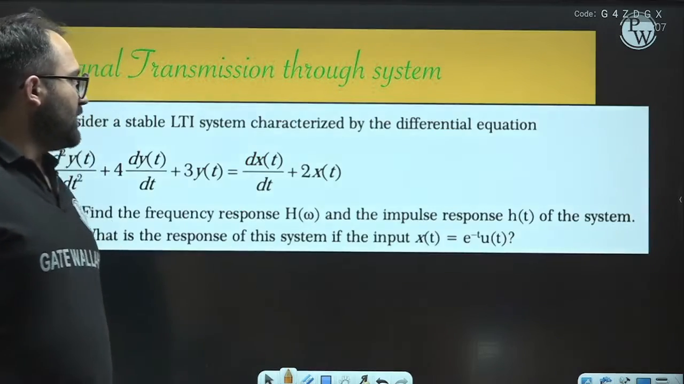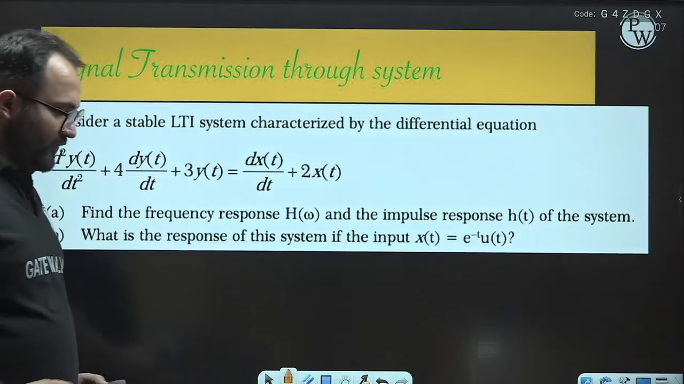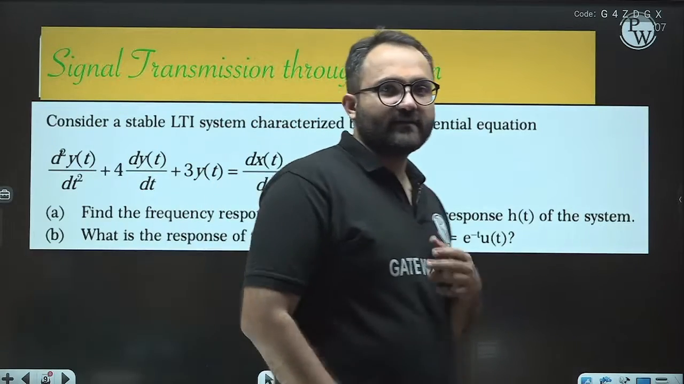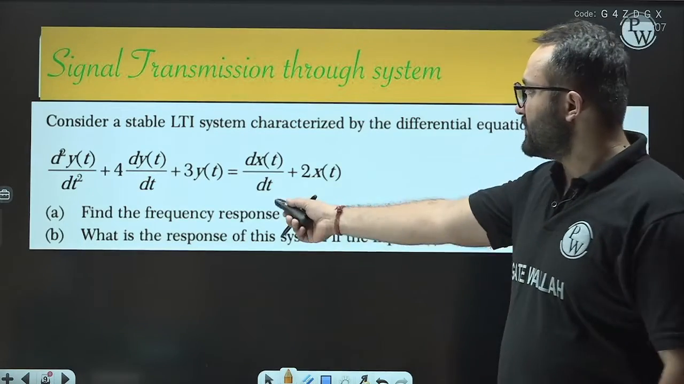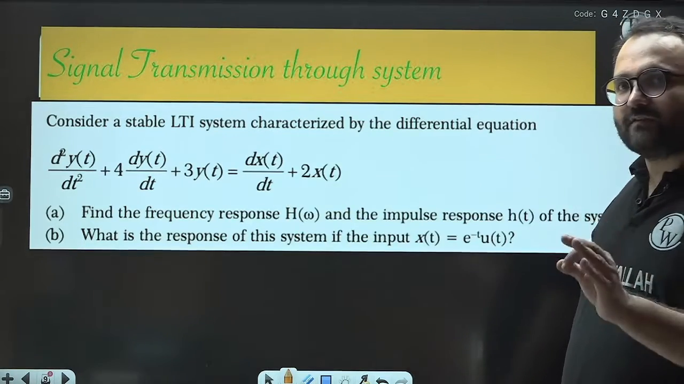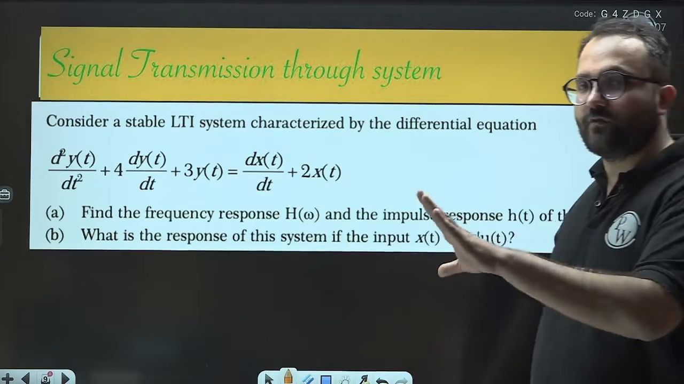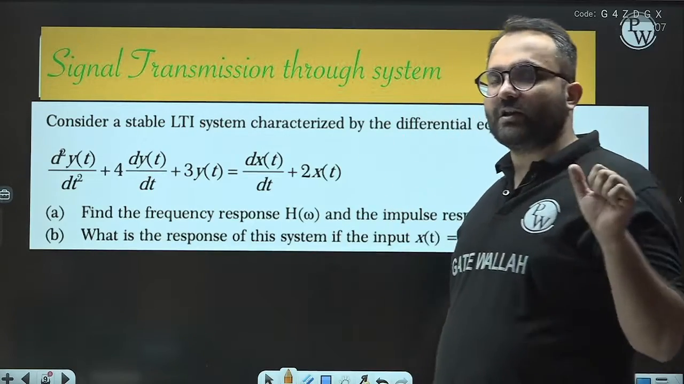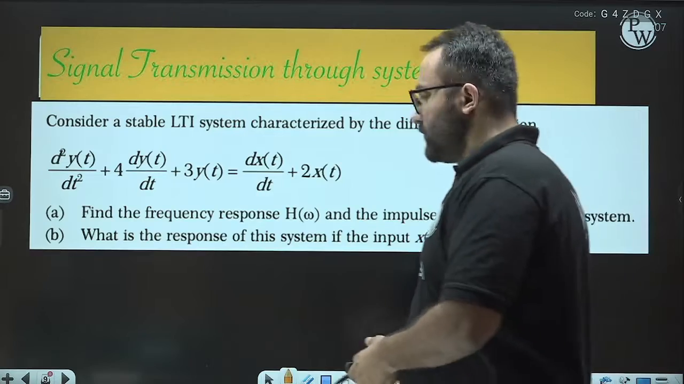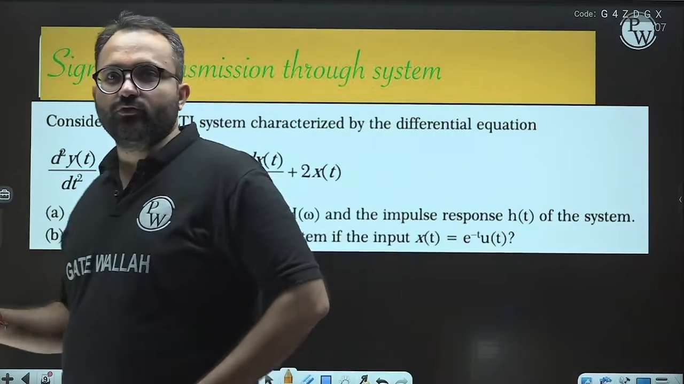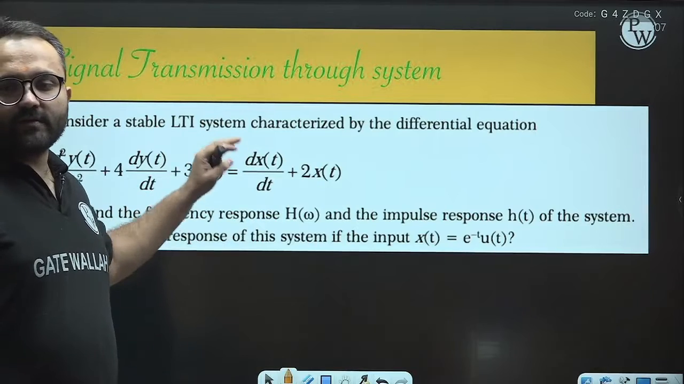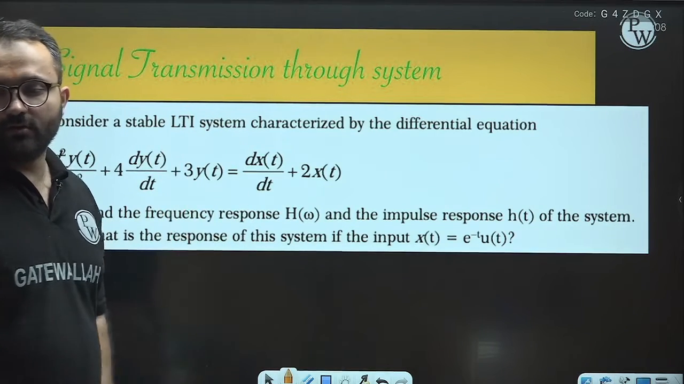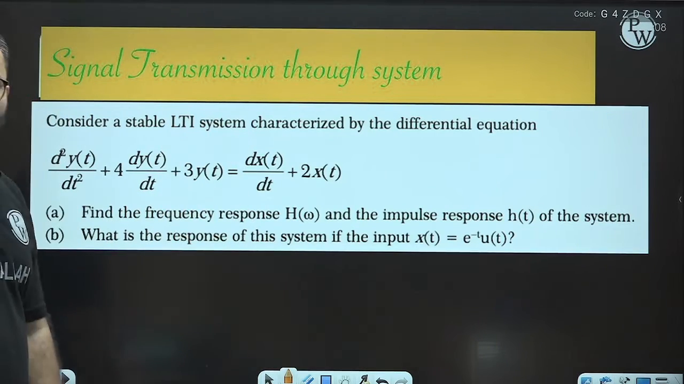Great. Now, suppose we have this kind of question. These kinds of questions are solved by Laplace. Any differential equation, never solve it using Fourier. Always solve it using Laplace. I'll solve this question for you just for the sake of example.